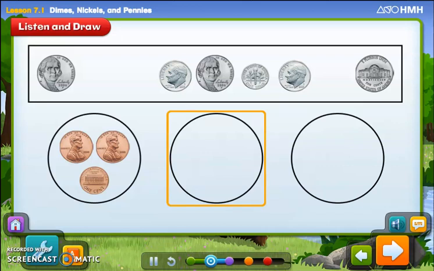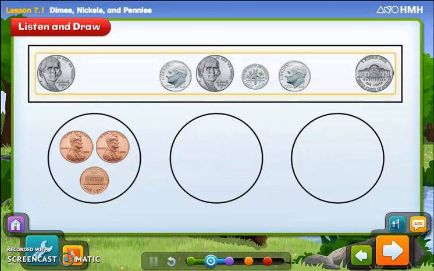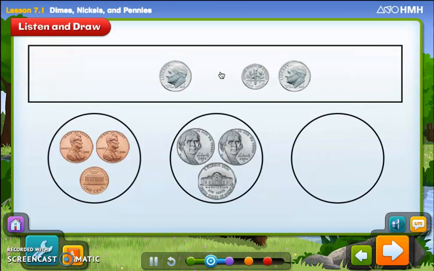We'll put nickels into this circle. Which of the remaining coins are nickels? All right, so now we have some coins. Both of them are silver, or like a grayish color. We call that silver. And so remember, nickels are the bigger coins compared to the dimes. So dimes are smaller than nickels. So in this case, it's asking us for the nickels, so I'm going to click on the coin that's bigger. Now all the nickels are together.